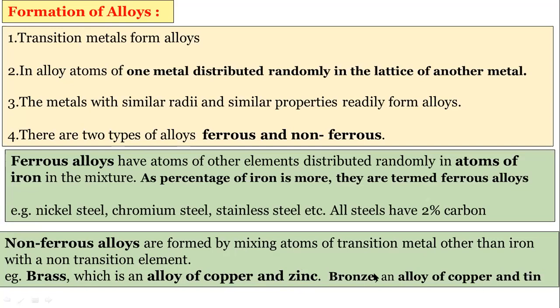Bronze also, this bronze medal, you know, this bronze medal is given for the participants, gold medal, silver medal, and this bronze medal. So this bronze, it is an alloy of copper and tin. Here copper is again a transition element, but this tin is again a non-transition element. So ferrous alloys contain iron, and these non-ferrous alloys contain one transition metal and another one is a non-transition metal, remember. Instead of iron, another non-transition metal is included in non-ferrous alloys.